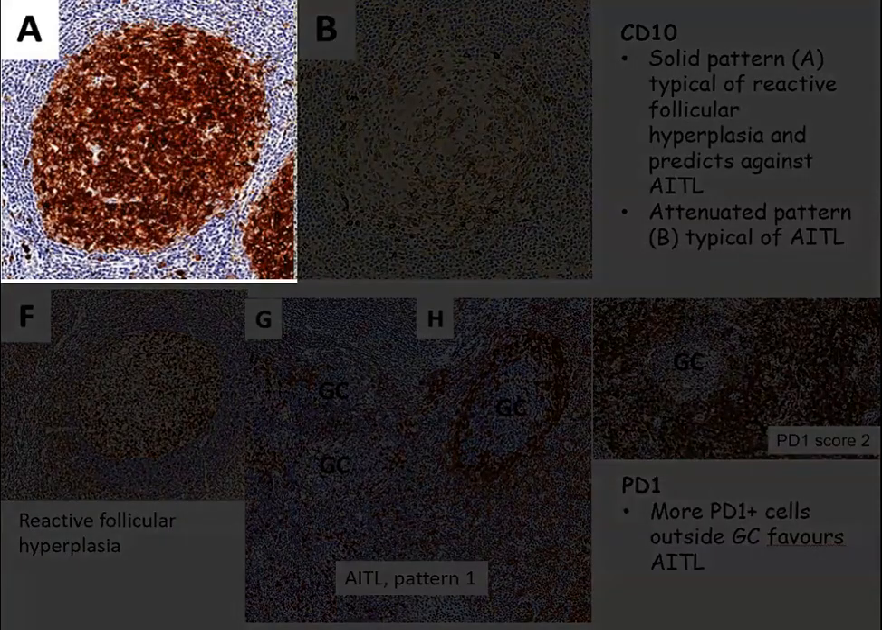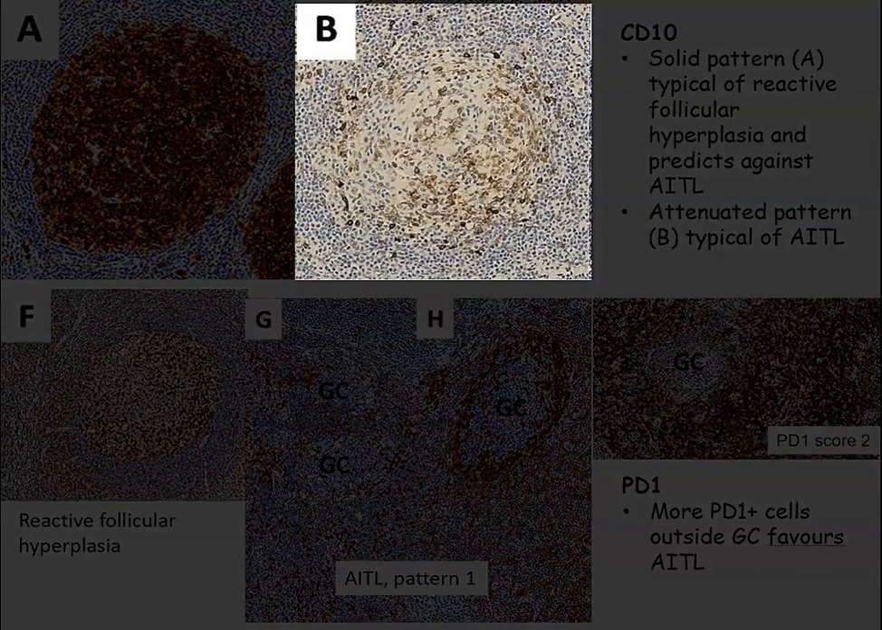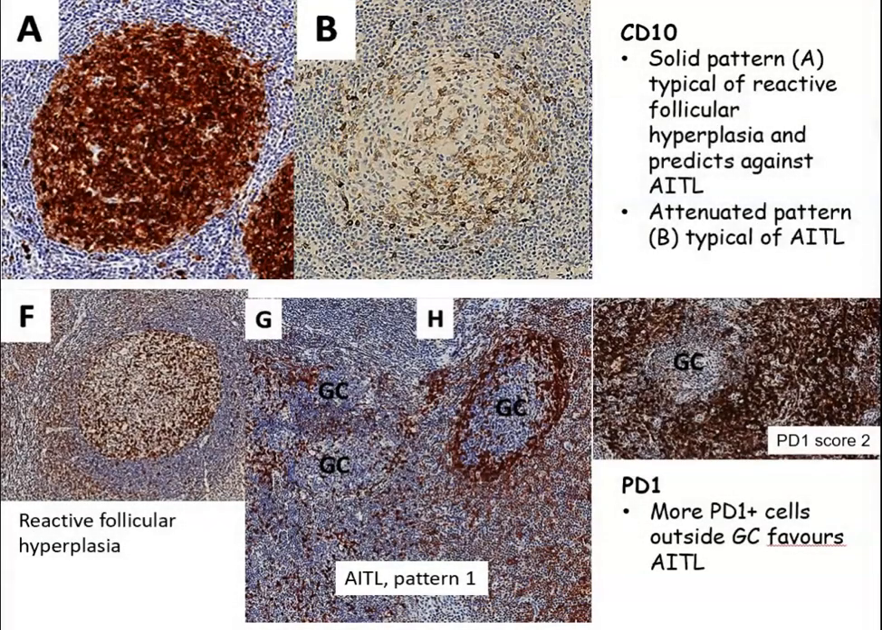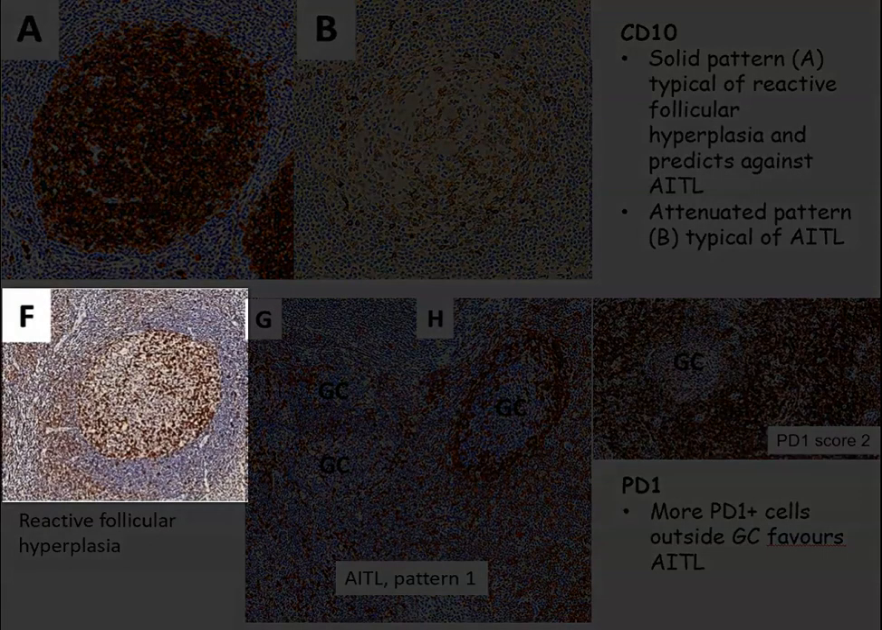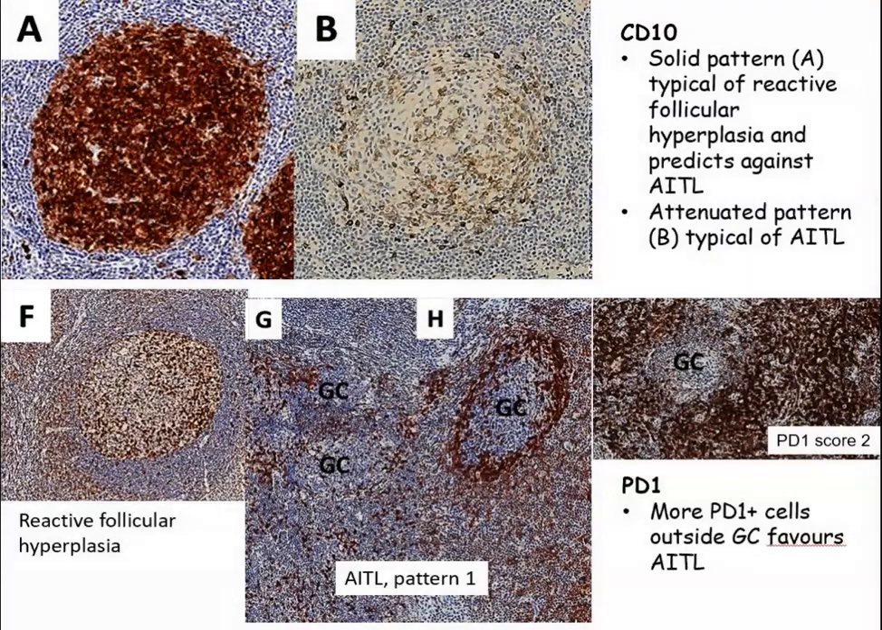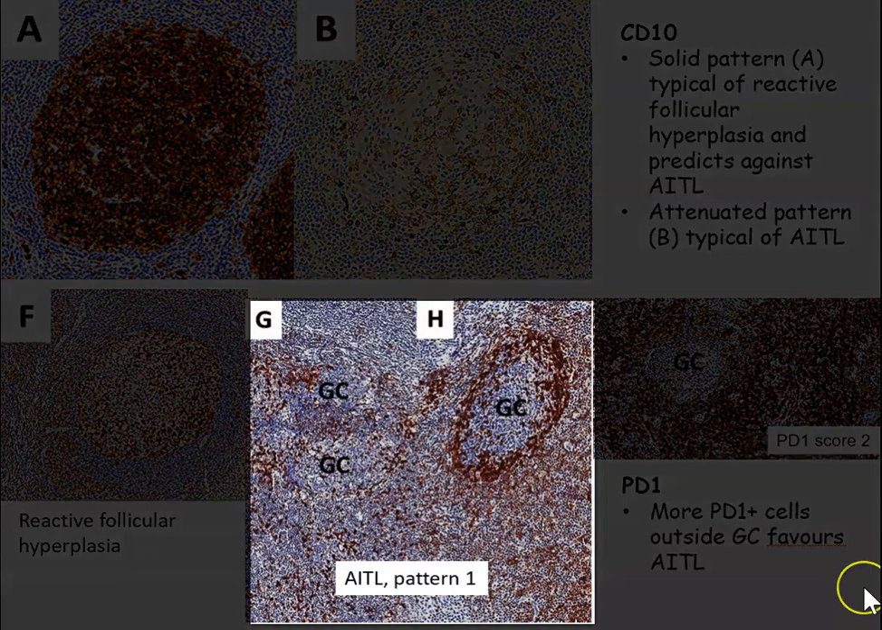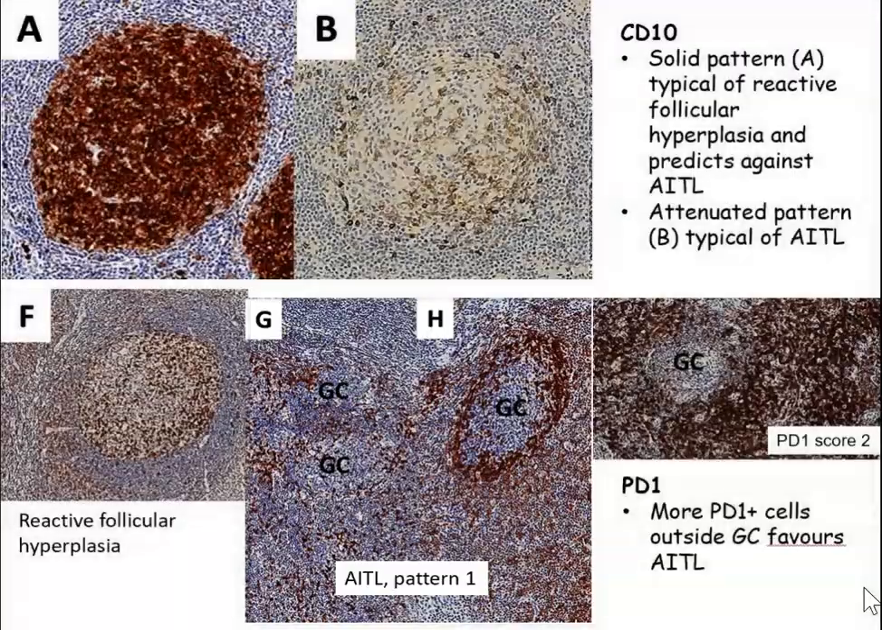Staining for CD10 is strong in a reactive follicle, but is weak or lost in AITL pattern 1 and 2. In follicular hyperplasia, PD1 stains intrafollicular T cells inside the germinal center. In pattern 1 AITL, PD1 positive T cells are seen just outside the germinal center and in the interfollicular zone.